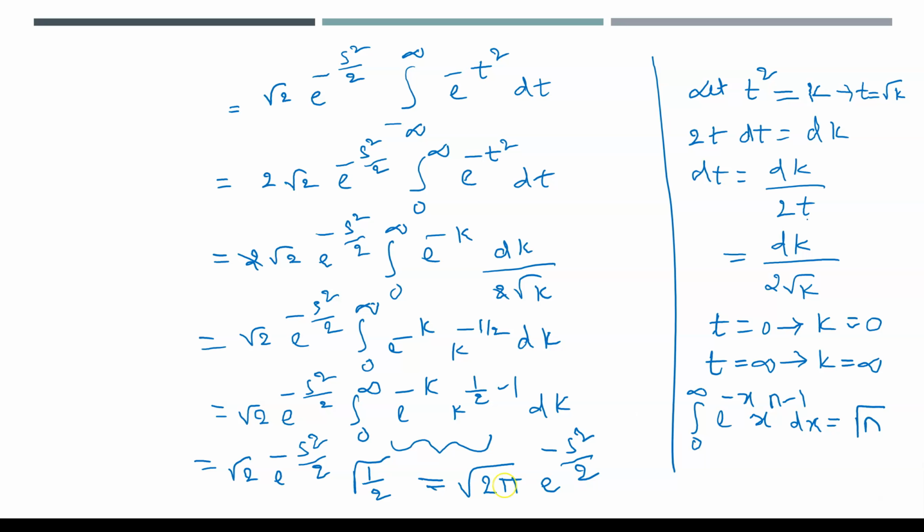This is the Fourier transform of f(x), that is e power minus x square by 2. So this is F of s, F of s equals root 2 pi into e power minus s square upon 2.